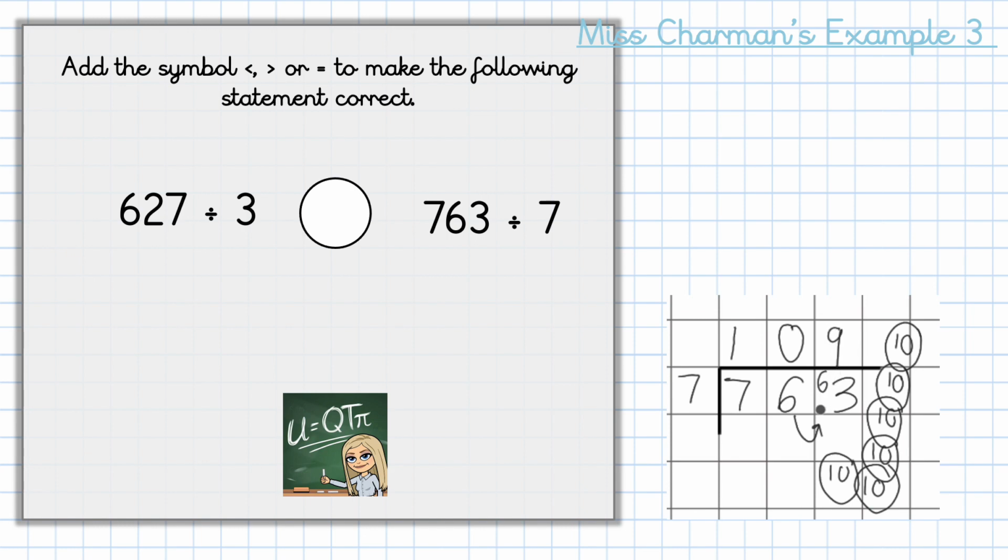That's right, Year 4. The answer to 763 divided by 7 is 109.